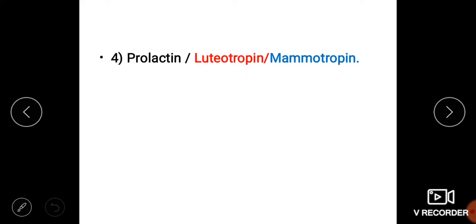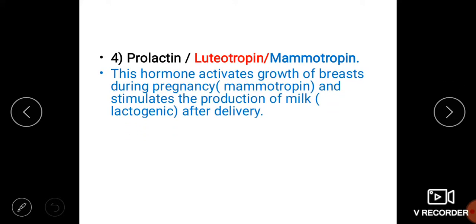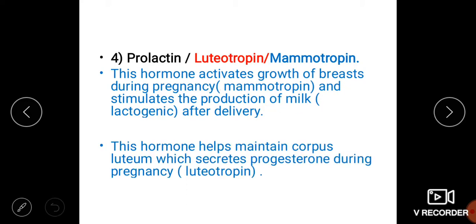The fourth one is called prolactin or mammotropin. This hormone activates the growth of mammary glands during pregnancy and production of milk after delivery. In human females, this hormone is very essential for the development of mammary glands during pregnancy and production of milk after delivery.